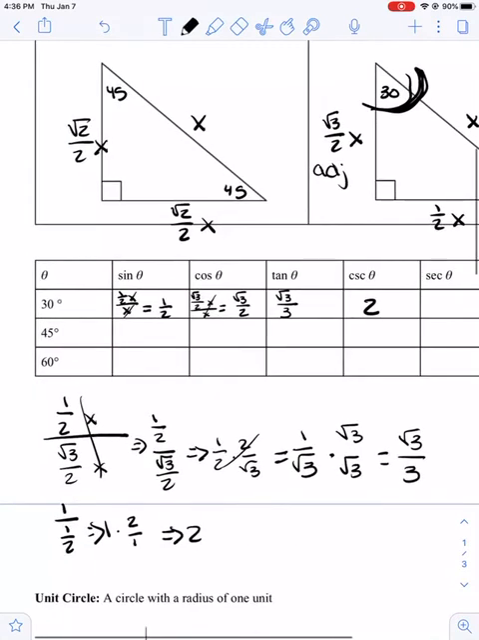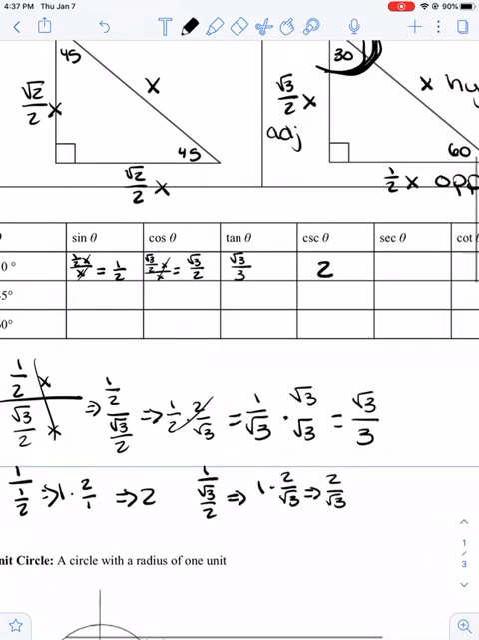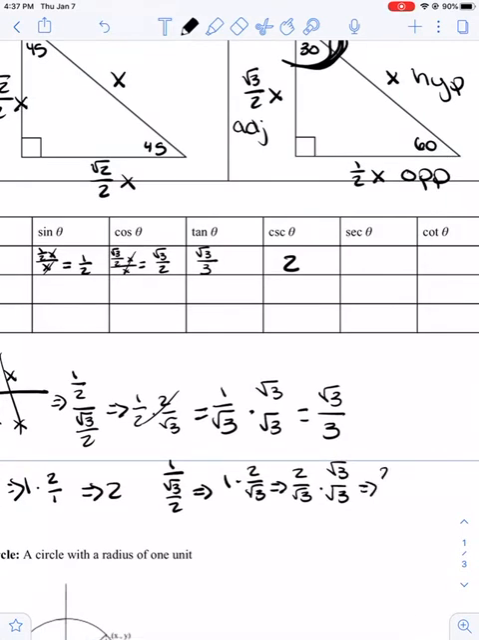Secant then would be 1 over square root 3 over 2, which equals 1 times 2 over square root 3, which equals 2 over square root 3. Again, can't have that radical in the denominator, so I'm going to multiply the top and bottom by square root 3, and I'm going to get 2 root 3 over 3. So secant is 2 square root 3 over 3.